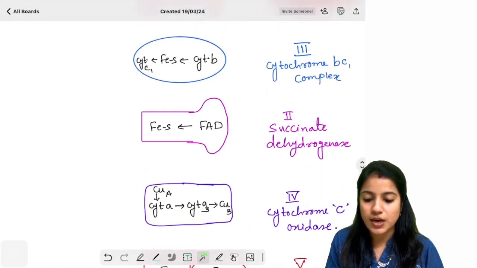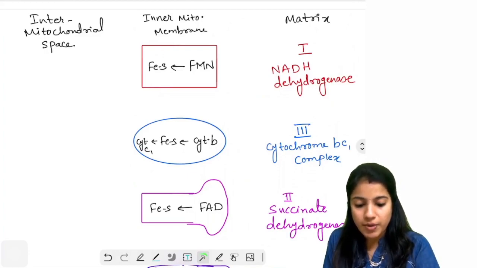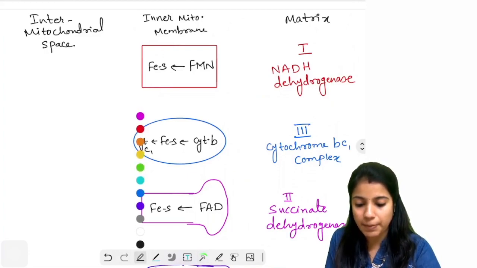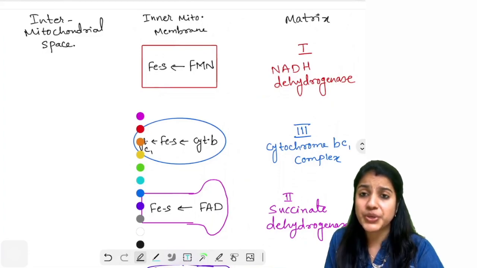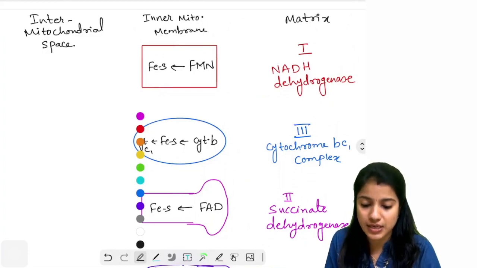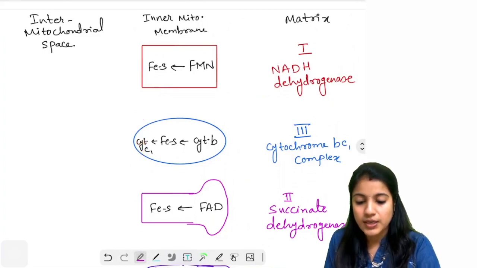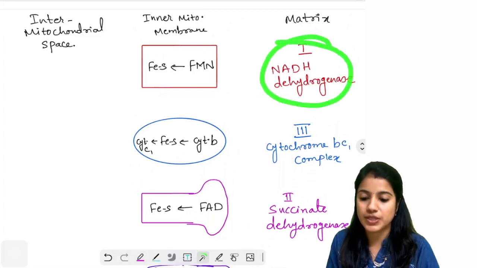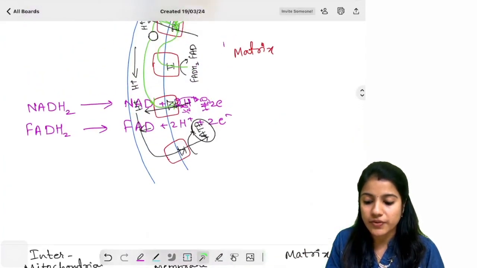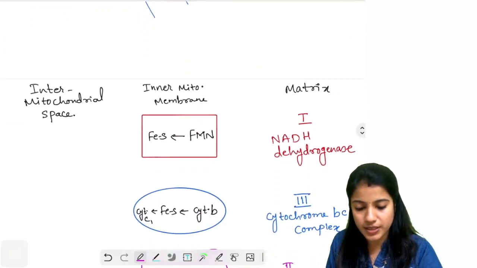Okay, so these are the components of each and every complex. Now remember one thing: what process is happening first of all, and during that process, how is transport taking place. Now let's discuss the process. Starting with complex 1, NADH dehydrogenase. As I have already discussed, we got products, that is NADH2 and FADH2. I'll write it again.